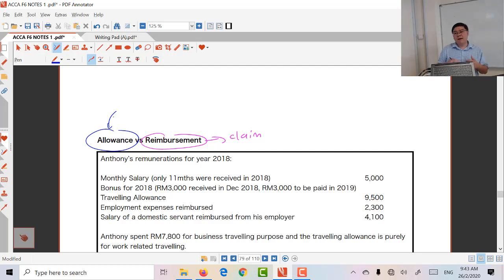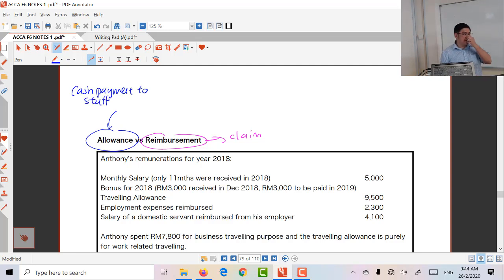Can you see that? But of course, is there anything wrong if I don't spend on my meal? Can my boss say, I give you meal allowance, but you never eat? It's up to me. You give me, it's my problem, because I take the money. I want to go cyber cafe and play game. It's up to me, right? At the end of the day, you don't have control about how I spend the money, even though you may intend that I'll spend it on something. So allowance is basically a cash payment to your staff.